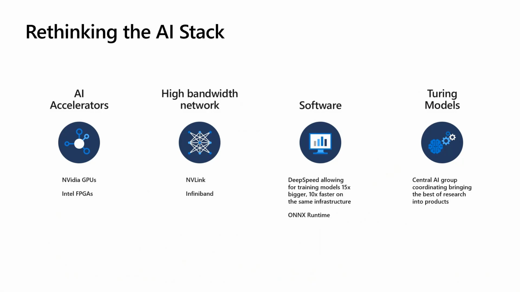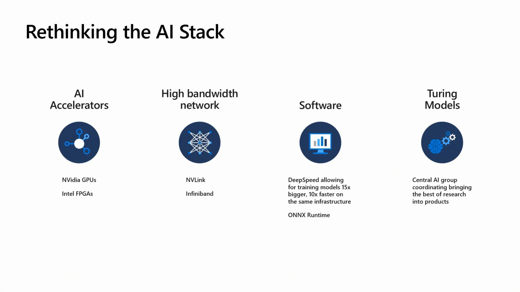So today we announced that we have a software called DeepSpeed. We announced the second stage of it, which allows us to train models 15 times bigger and 10 times faster on the same infrastructure. And then we have ONNX Runtime. So once you've trained this model, how do you actually get it to run in production in a low-cost way and efficiently? And ONNX Runtime helps you do that.